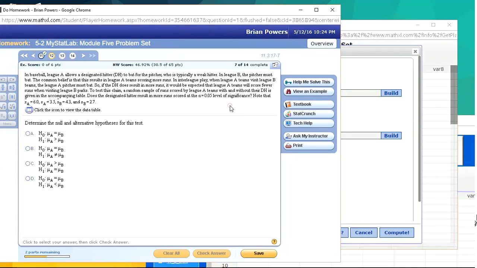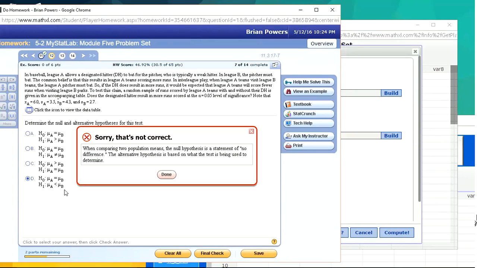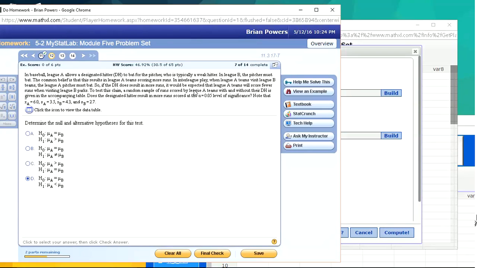We're determining whether the claim is that League A teams will score fewer runs when visiting. So the mean for A is less than the mean for B. That's our claim, so that's going to be our alternative hypothesis. Hold on. Hey, we all make mistakes.